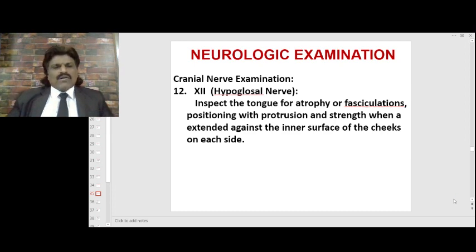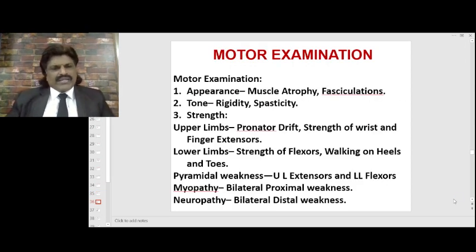12th now, hypoglossal. We inspect the tongue for atrophy or fasciculations because it will suggest the lower motor neuron type, especially motor neuron disease, amyotrophic lateral sclerosis, bulbar palsy. We can see fasciculations, we see atrophy, whether it's narrowing, and we see the strength of the tongue, positioning with protrusion and strength when extended against the inner surface of the cheek on each side. We ask the person to put the tongue inside the cheek and then try to push with the finger, then we can see the strength of the tongue. So this, in a nutshell, is the cranial nerve examination, very important.